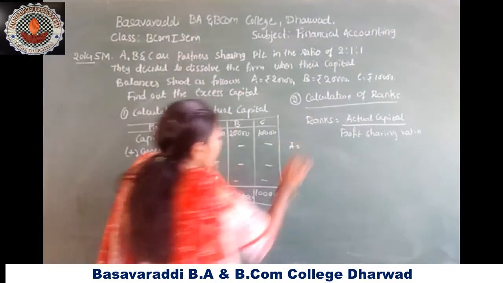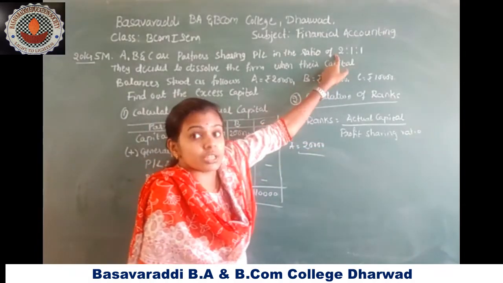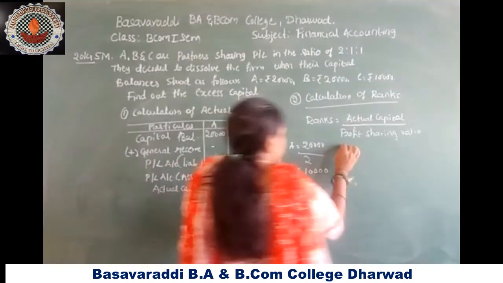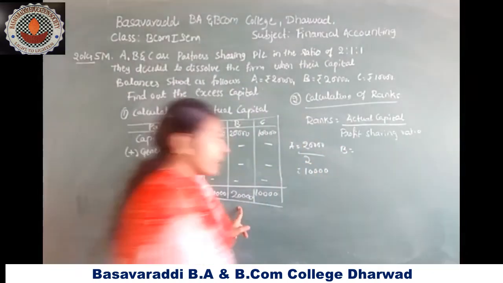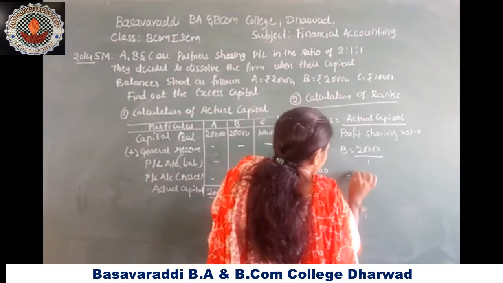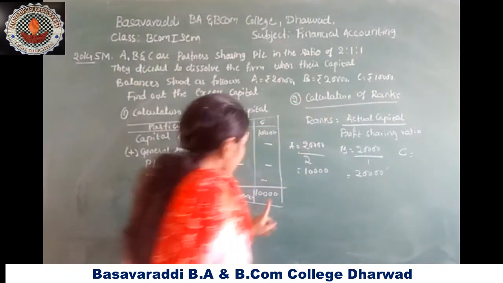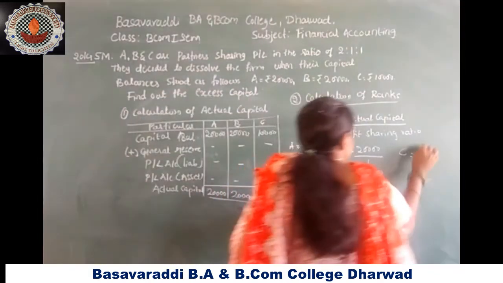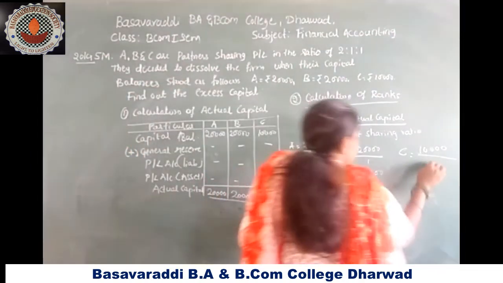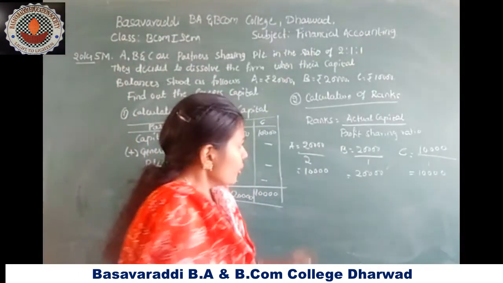Partner A: actual capital 20,000 divided by profit sharing ratio 2 is equal to 10,000. Next, partner B: actual capital 20,000 divided by profit sharing ratio 1 is equal to 20,000. And then C: actual capital 10,000 divided by profit sharing ratio 1 is equal to 10,000.